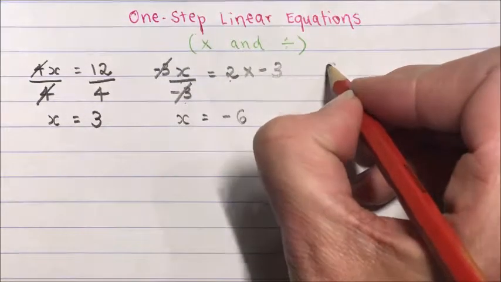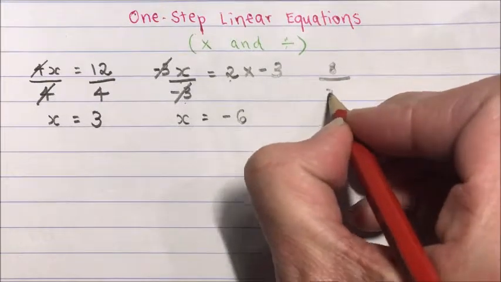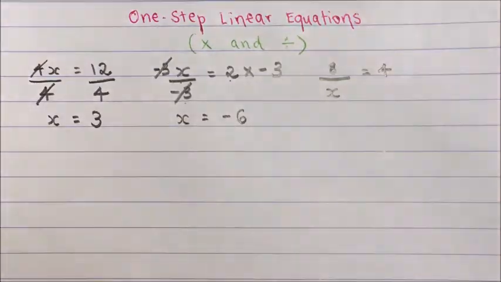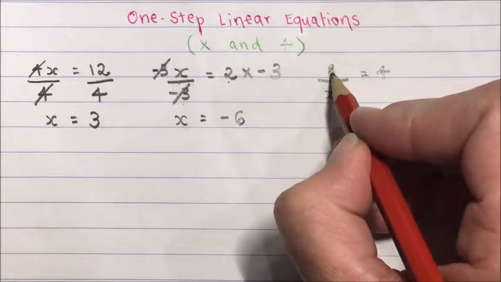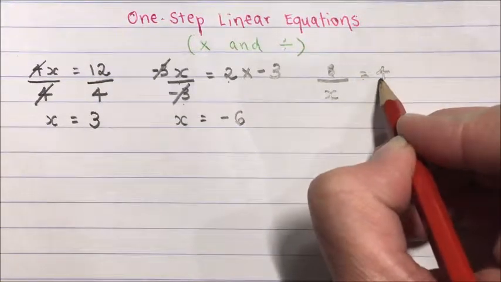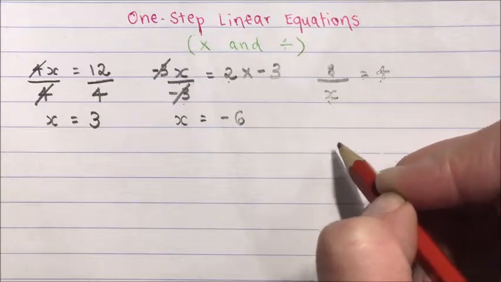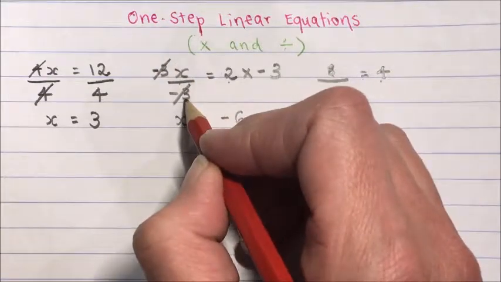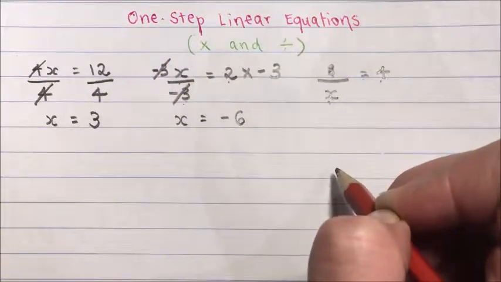Something like 8 divided by x equals 4. So, if 8 divided by x equals 4, 8 divided by 4 is going to equal x. Okay, but I want to do exactly what I did to that side, exactly like I did here, where I multiplied it by -3, but this time I'm going to multiply both of them by x.